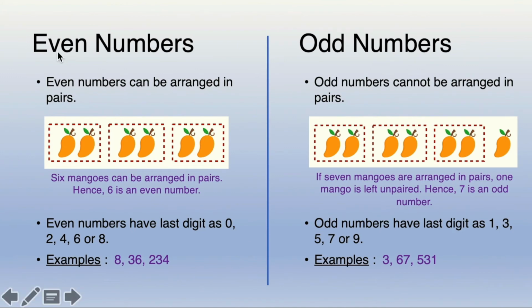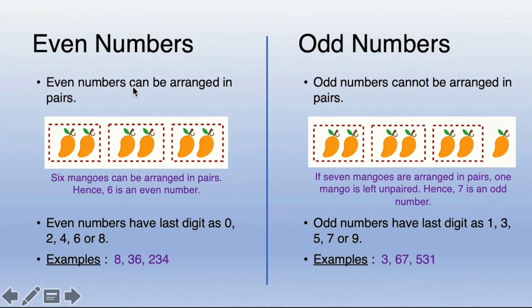Now, even numbers and odd numbers. Even numbers can be arranged in pairs, that is, in set of twos. So over here, total we have 6 mangoes, and if we arrange them in pairs, then we have 3 pairs of mangoes, and no mango is left unpaired. So 6 mangoes can be arranged in pairs, hence 6 is an even number.